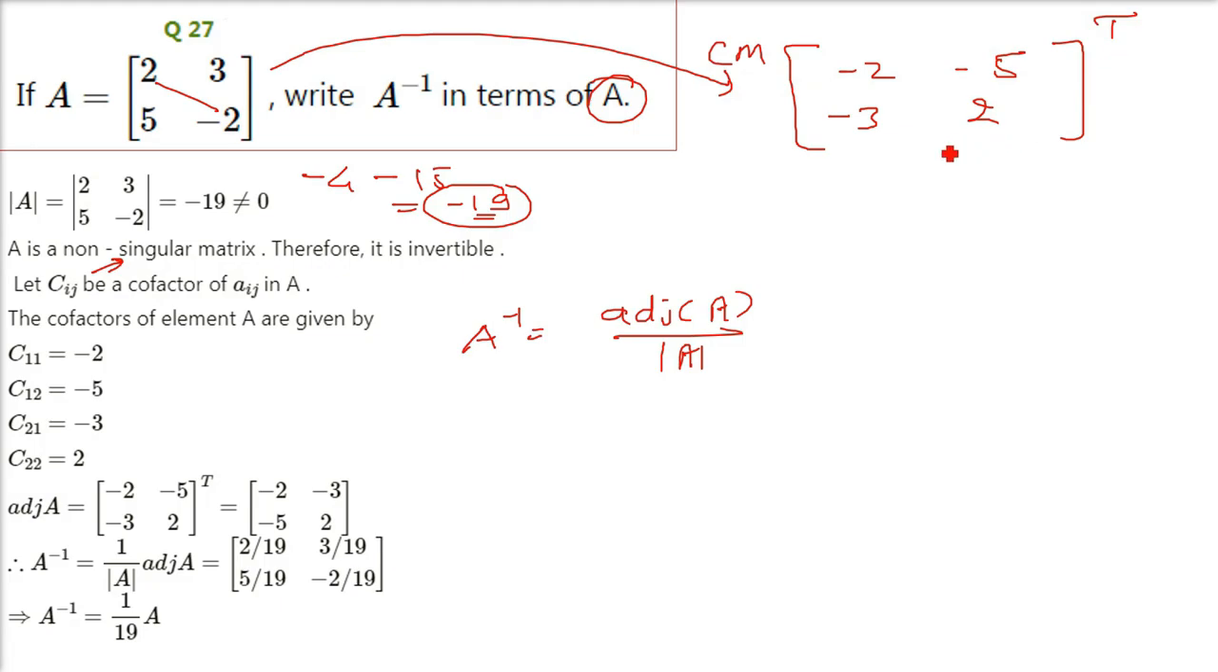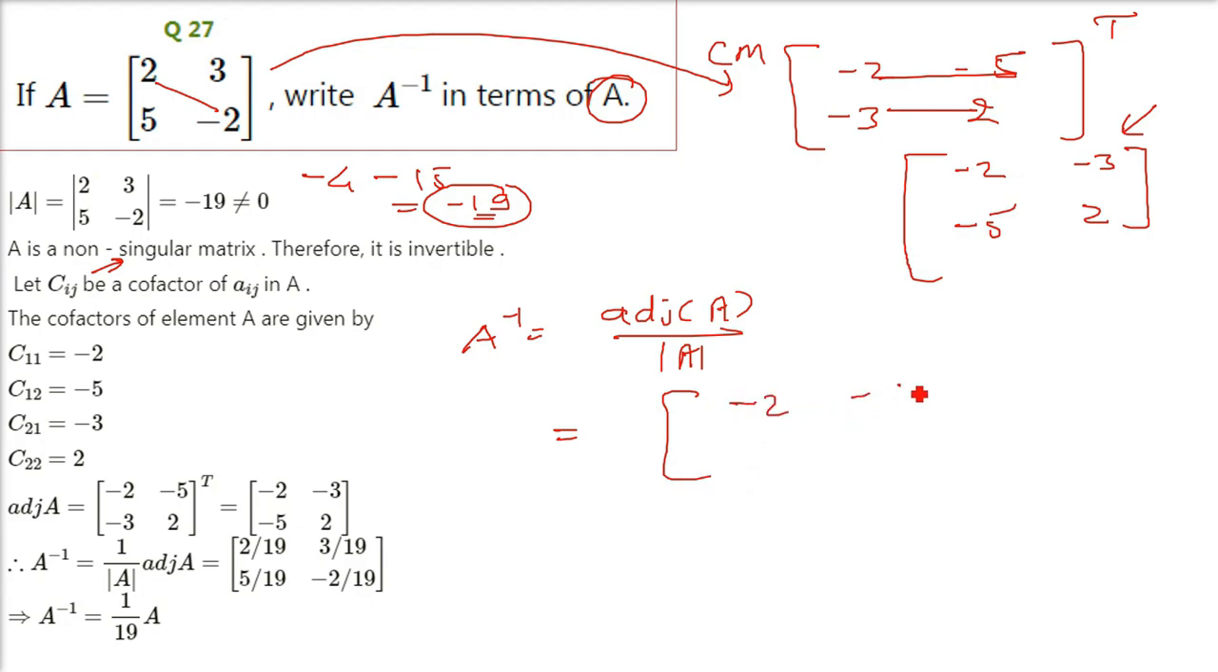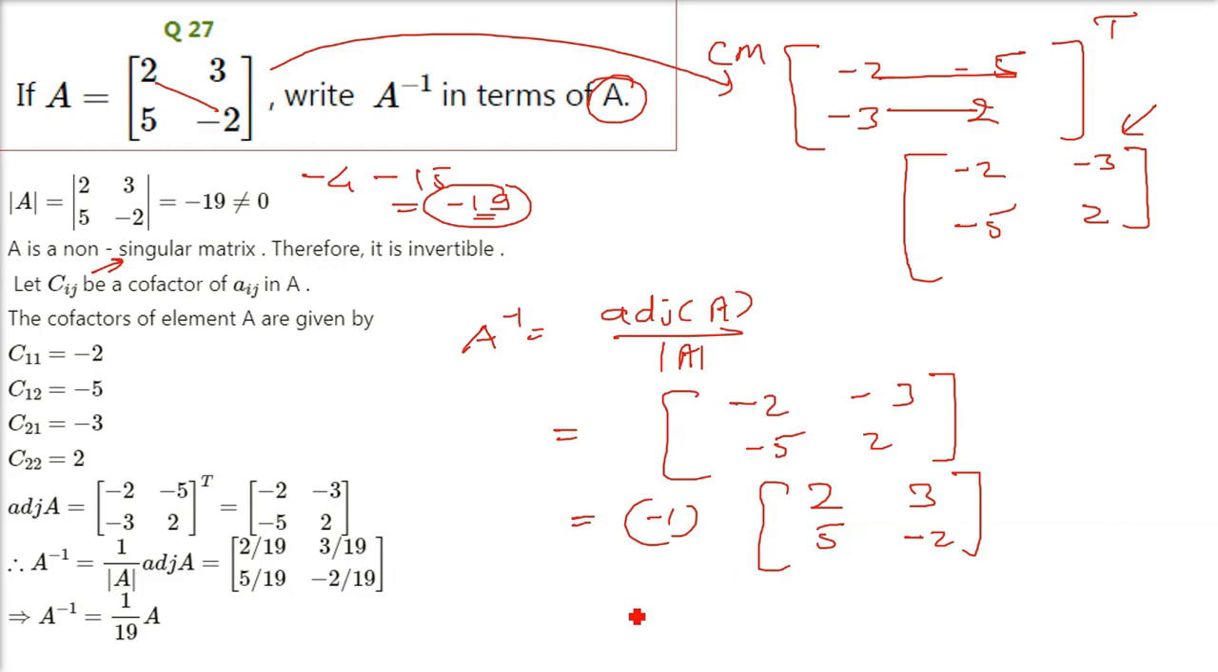And when you take the transpose, row and column, minus 2, minus 5, and this is minus 3 and 2. Okay. Now, this is the adjoint. So keep it here, minus 2, minus 3, minus 5 and 2. Do you see that A and this matrix have something similar? Yes. You take negative 1 outside, you get 2, 3, 5 and negative 2. So what is this matrix? This is your minus 1 and this is your A, right?